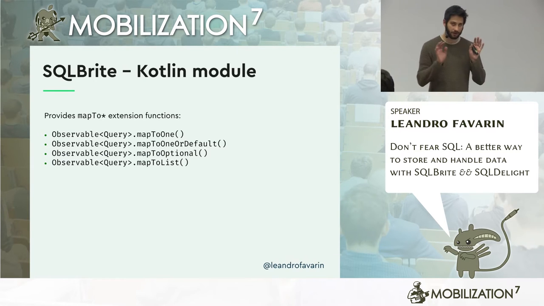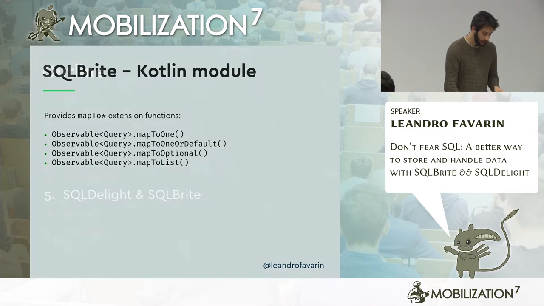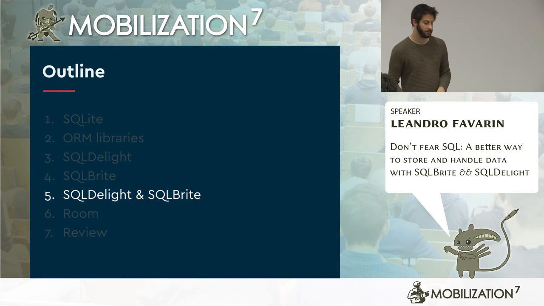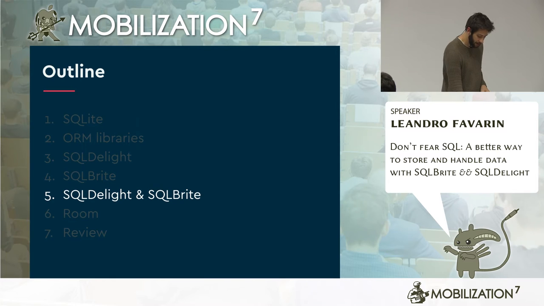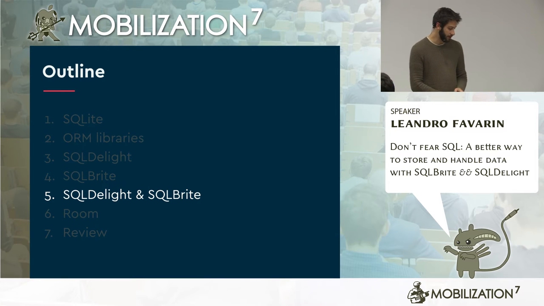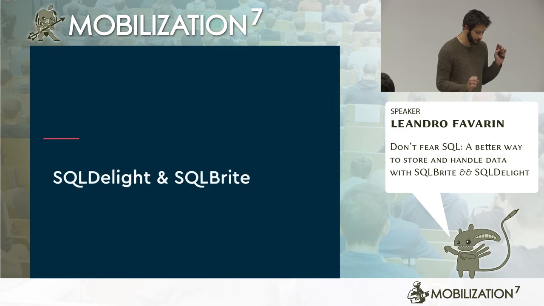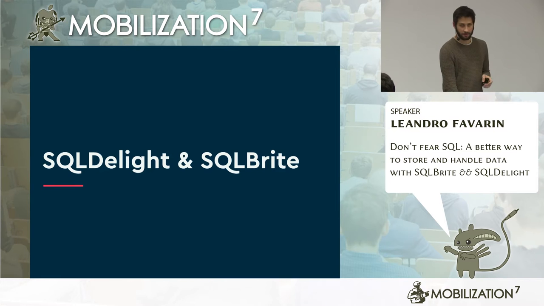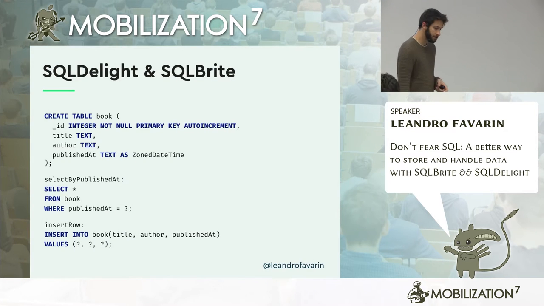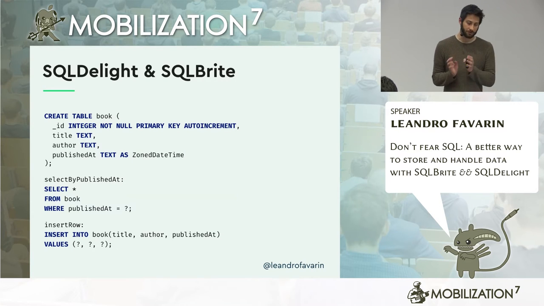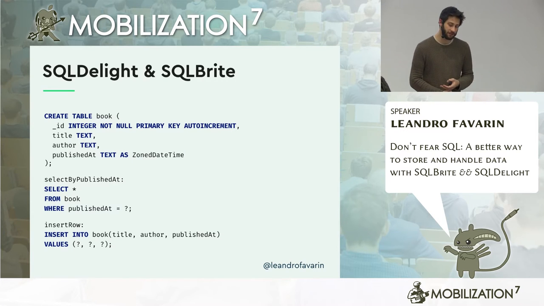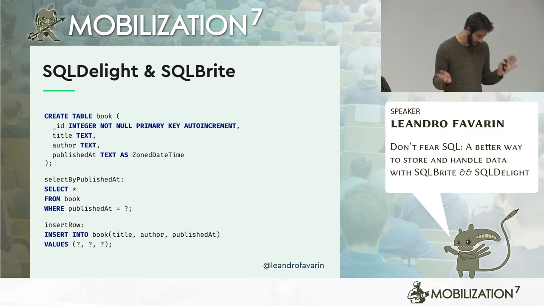Having a look at those two libraries separately, how would they behave if they were combined together? I think that's the most appealing part of when they exist. You can see that they really complement each other. So let's look at an example of how these libraries work together. Again, I have my book table definition, and it's very simple. Again, I have four columns there, and a select and an insert.